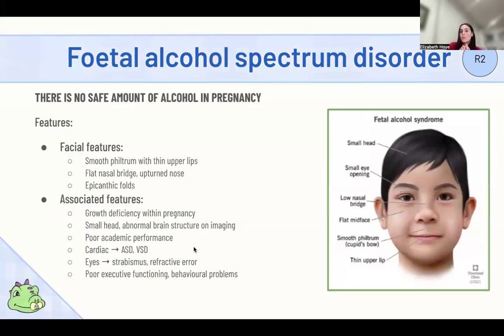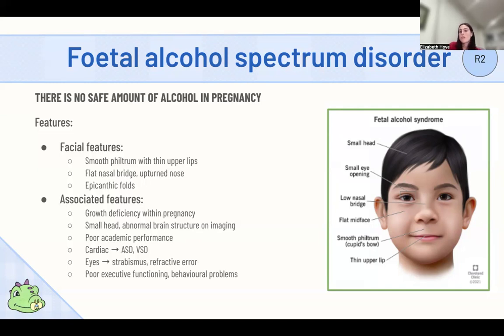Okay, fetal alcohol spectrum disorder. Unlike caffeine or some other substances, there's no safe amount of alcohol that you could have in pregnancy because of the risk of this disorder. So really, you should be able to identify some facial features and associated features of the condition: the smooth philtrum with thin upper lip, a flat nasal bridge, upturned nose, and epicanthic folds. It's associated with a range of intellectual or growth deficiencies like poor executive functioning, behavioral issues, and growth deficiency during the pregnancy.